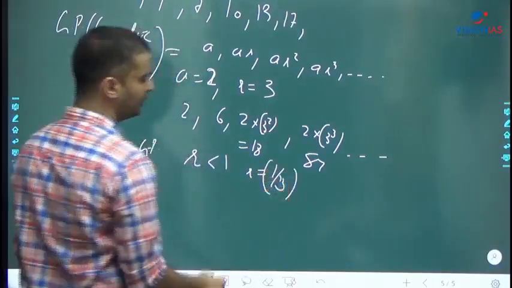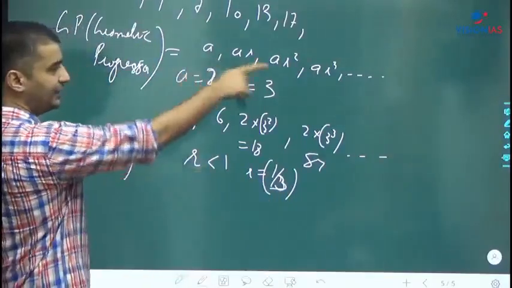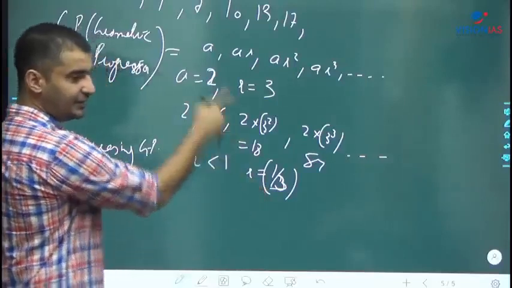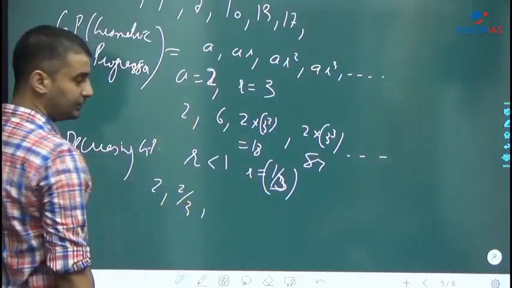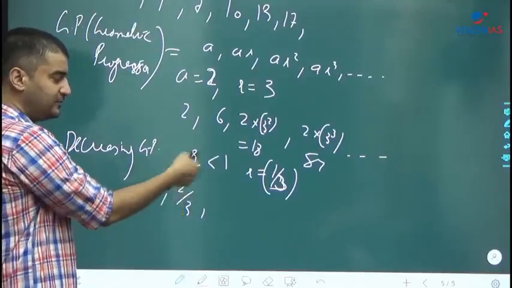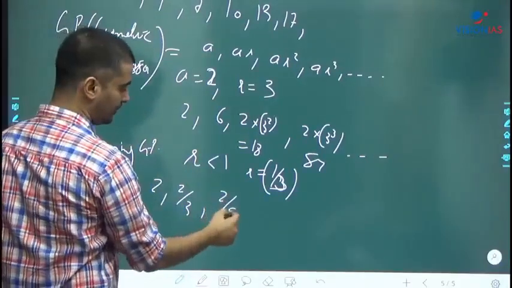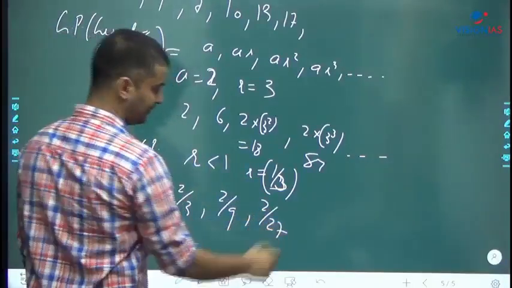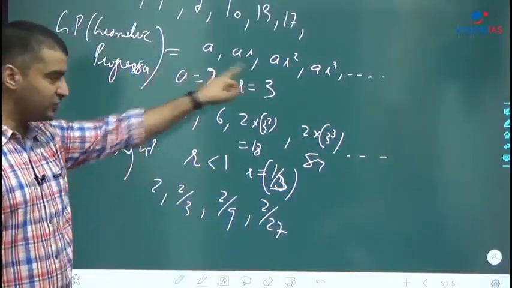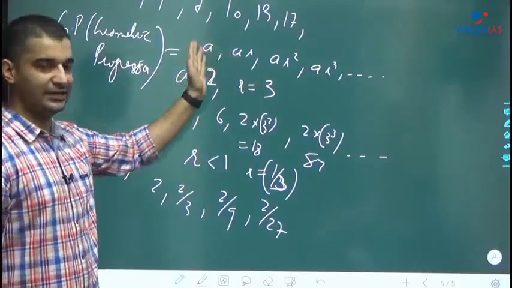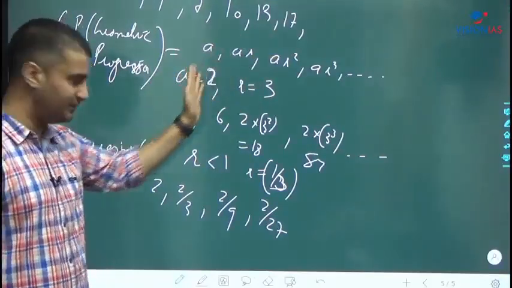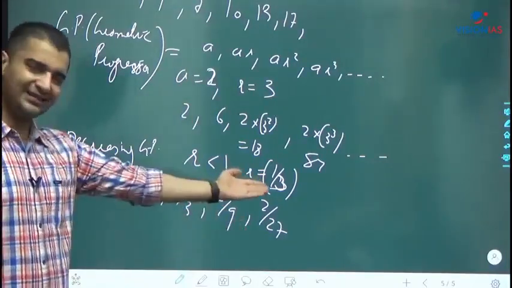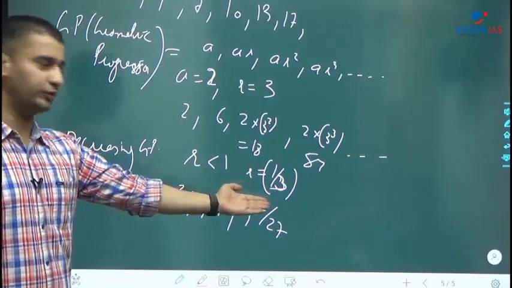अगर r ratio 1 upon 3 है तो if r is 1 upon 3, then what will happen? First term is 2, second term is 1 by 3 times 2, 2 upon 3. Third term is 1 upon 3 times 2 upon 3, that is 2 upon 9. Fourth term is 1 upon 3 times previous term, 2 upon 27. Again, जैसे geometric progression है, every subsequent term is r times the previous term. Just that in this case, r is less than 1. r 1 upon 3 है, 1 से छोटा है.